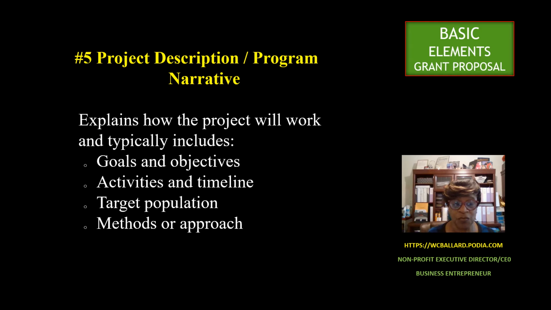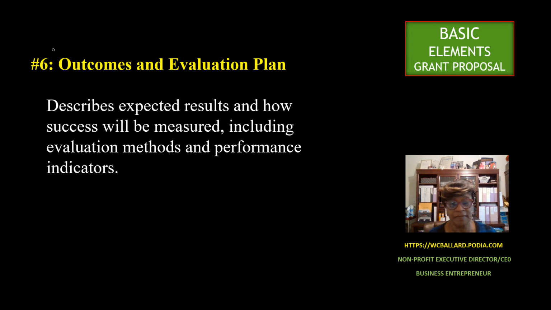Number 5, the project description and program narrative. How will the project work? The who, what, when, where, and your goals, your timelines, etc. Number 6, outcomes and evaluation plan. It describes your expected results and how your success will be measured, including your evaluation methods and your performance indicators of the impact that your program will have in the community.